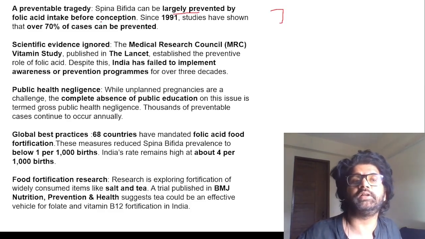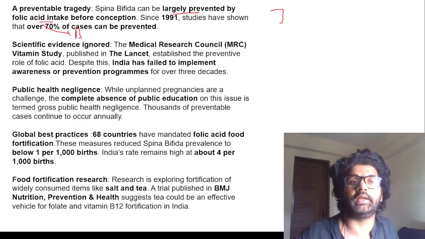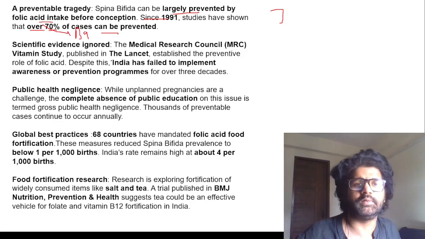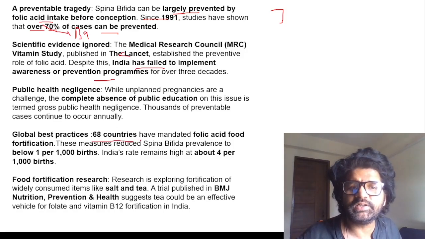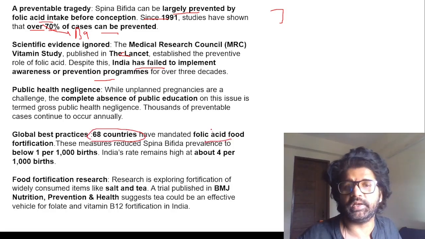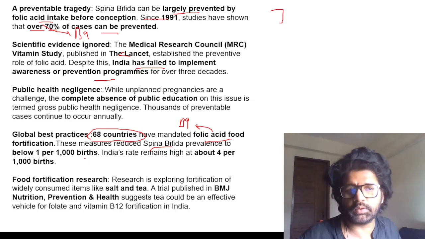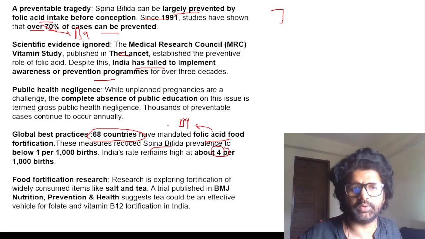Spina bifida can be largely prevented by folic acid intake, B9. Since 1991, studies have shown 70% of cases can be prevented, in the Lancet and elsewhere. India has failed to implement an awareness and prevention program. 68 countries have mandated folic acid, B9, food fortification, and reduced spina bifida prevalence to below 1 per thousand. In India, it is 4 per thousand. So something has to be done.